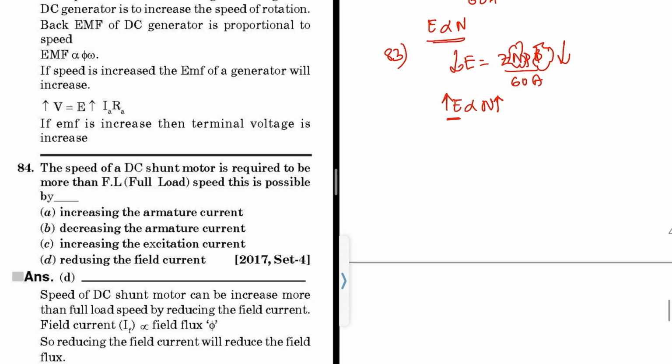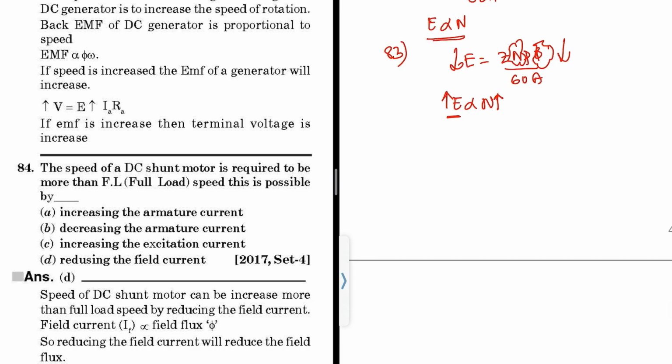Question number 84. The speed of the DC shunt motor is required to be more than the full load speed. This is possible by... So what they want to know is how the speed should be increased, more than the full load.